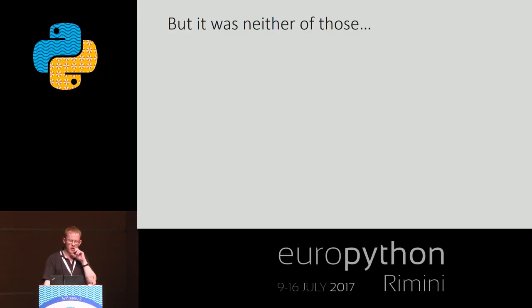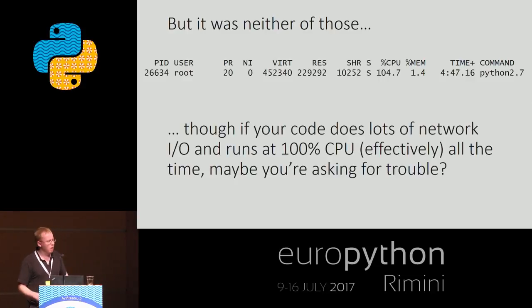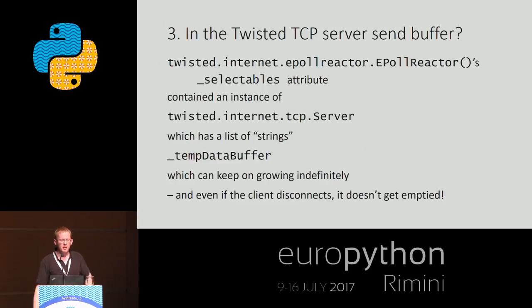Well, I scratched my head, and I looked at top and realized my program is running at 100% CPU all the time. That's not great. And I'm doing a lot of network I/O. So I finally came to my answer, which I can't say I still understand properly. Where's the memory leak? Well, it's in the Twisted TCP server send buffer. Because in Twisted, it was just stuffing things onto this temp data buffer, which didn't seem to be leaking in the object graph. But basically, be careful if you're doing network I/O and you're running at 100% CPU.